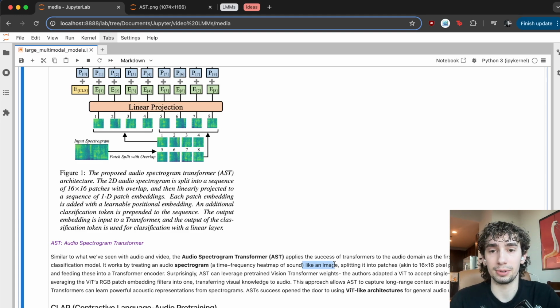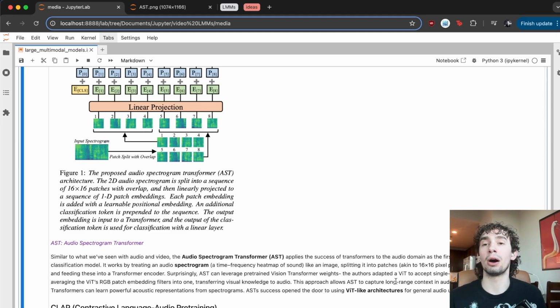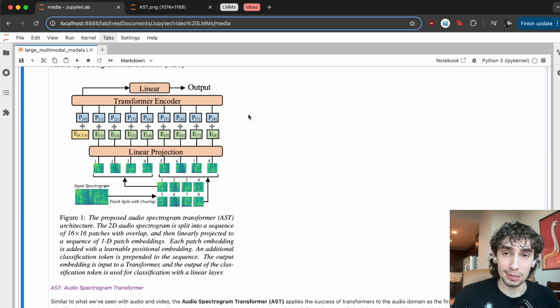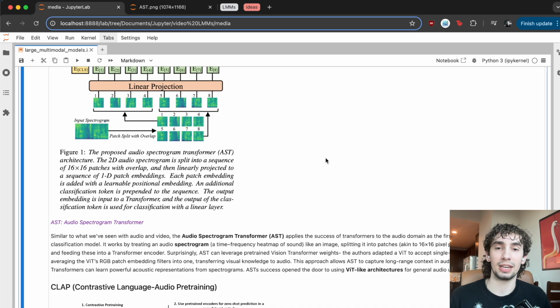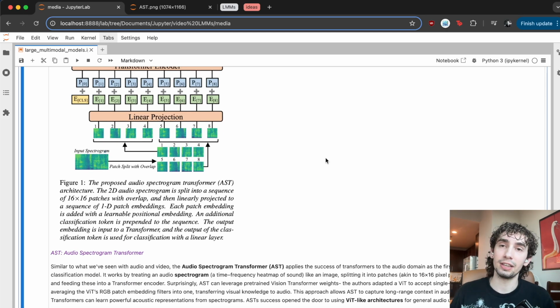Very similar to what we saw with our vision transformers, even leveraging pre-trained vision transformer weights to adapt a ViT into a model that can actually accept these spectrograms. So quite interestingly, we pretty much transferred image understanding over to audio understanding using almost exactly the same technique. And as a result of this, we once again prove, similar to the successes of our images and videos, that transformers are a capable architecture for processing, understanding, and encoding audio.